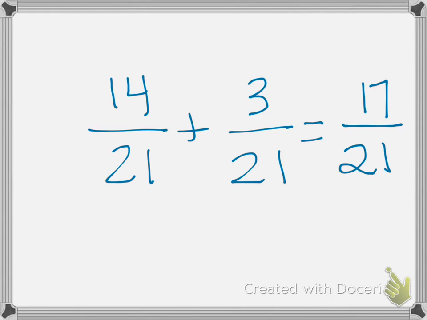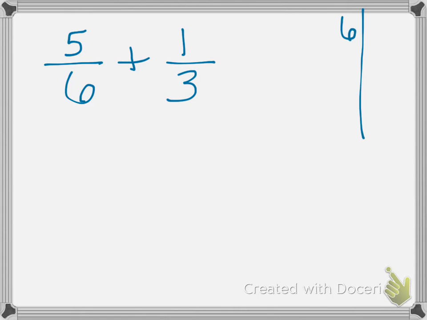Now I'm almost done. I have to think in my head, do 17 and 21 share any common factors? Is there any number I can divide both 17 and 21 by? And I think in my head, and the only thing I can come up with is 1, so that means I'm finished. That's my final answer.